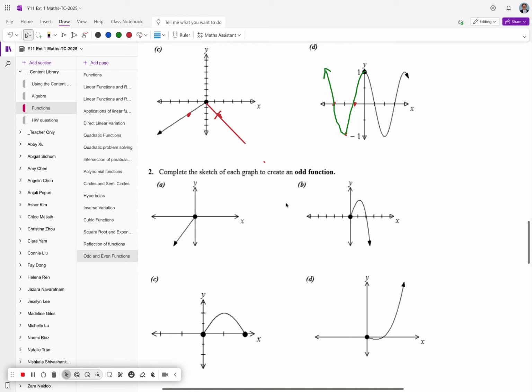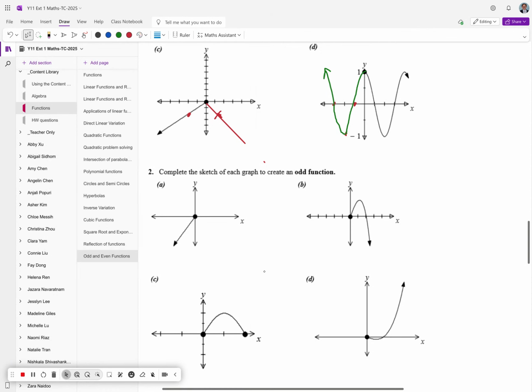Now, what about these ones? These are odd functions. I don't see any line tools at the moment on these. Maths assistant? No. So I'm going to have to, unfortunately, draw everything by hand. There's no straight line tools I can use. No. Okay, that's all right.